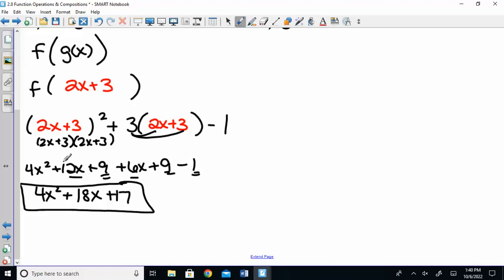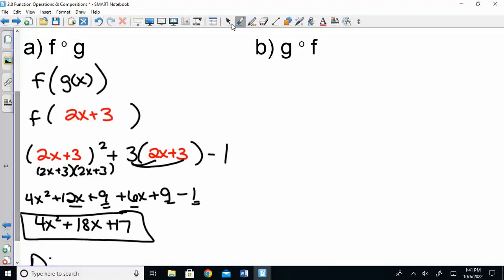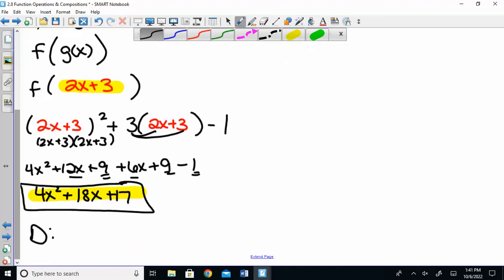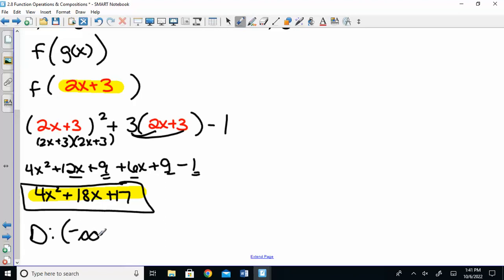Does everybody see how we got that? Second question I asked you was the domain. For the domain, you look two places. The inside, what we first plugged in, and the final answer. If I look at what I first plugged in, did it have a fraction or a square root? No. What about my final answer? No. So we have absolutely nothing to worry about, so what's our domain?